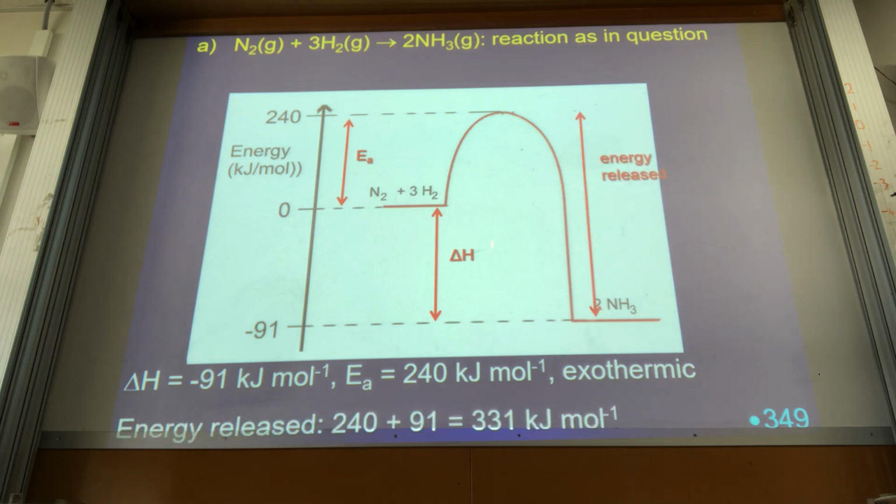Okay, so how much energy is released when the new bonds form? Well, it's going to be the distance from right at the top to right at the bottom. Now I just look at the numbers. We're going all the way from 240 down to negative 91. How far is that? Well, just add them together. 331 kilojoules per mole.